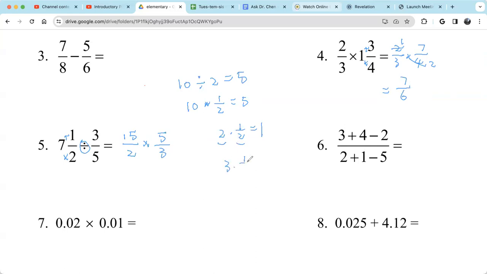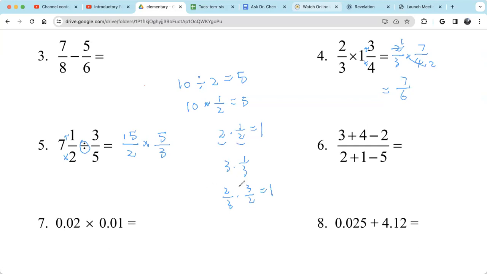3 times 1/3, 2/3 times 3 over 2. Any two numbers that multiply to be 1 are inverses of each other. So when we divide by a number, it's the same as multiplying by its multiplicative inverse. So we use that idea to do this for fractions. When we divide by 3/5, it's the same as multiplying by its inverse, and its inverse is 5 over 3. We just flip the numerator and denominator, right?